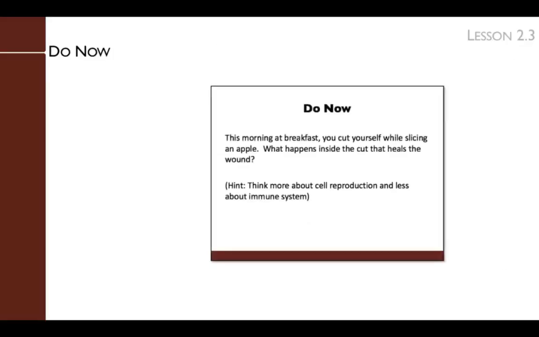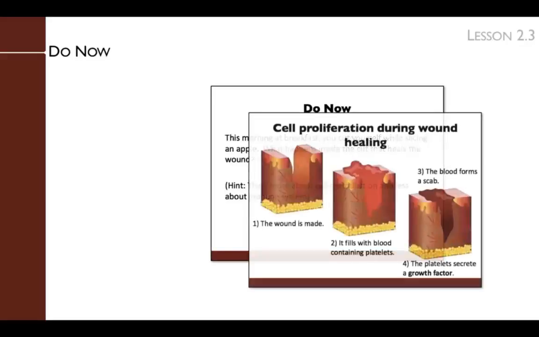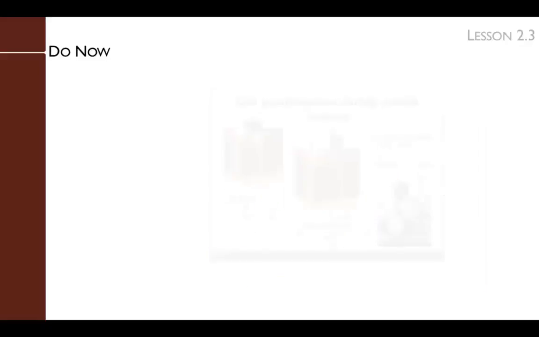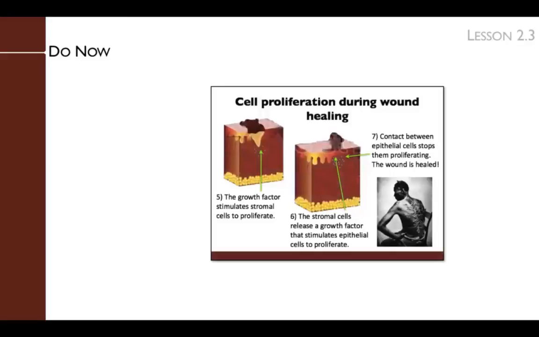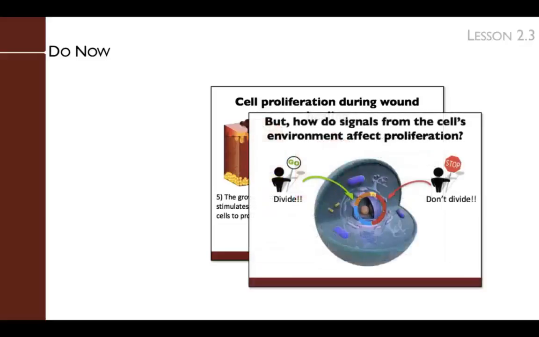In the Do Now, students consider what occurs when they get a scrape or cut. This prompts a discussion on what happens to skin cells as the wound heals. The closer we look at this process, the more we see that the community of cells must coordinate both when cells will start to replicate and when cells will stop replicating. This coordination requires communication between the cells. So how does this communication happen?